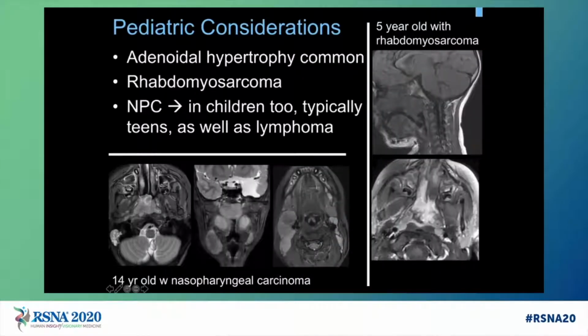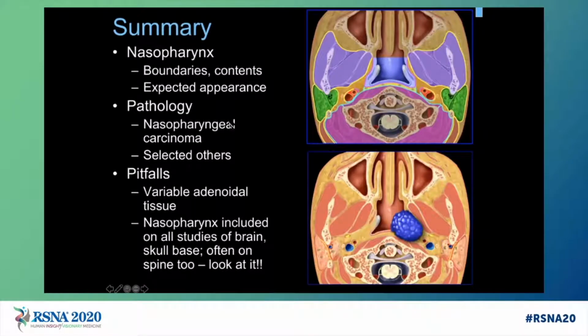Now, I don't really have time to talk about pediatric considerations. We know that adenoidal hypertrophy is common, but we also always want to think about rhabdomyosarcoma, as in this child, or NPC can also occur in children. With that, I am out of time. I thank you so much for your attention.